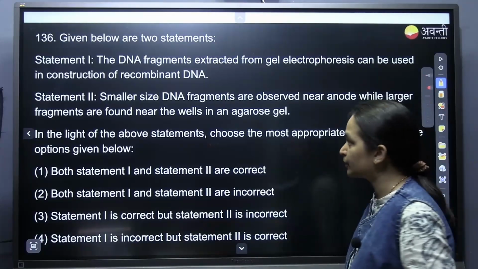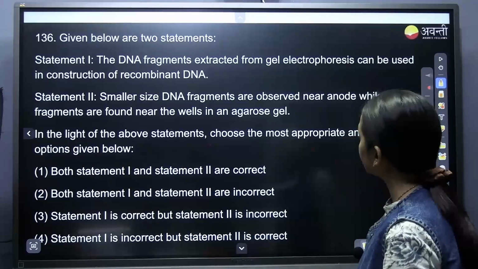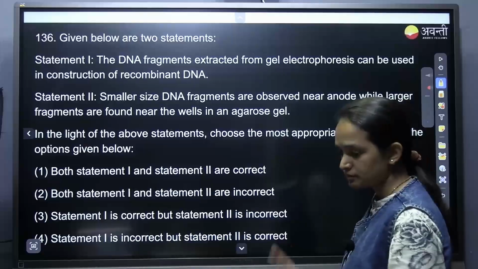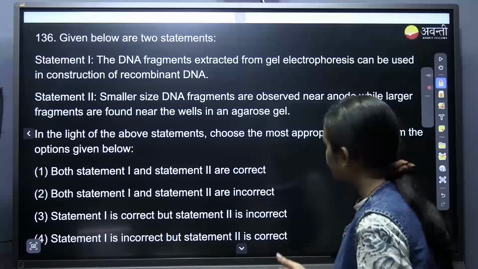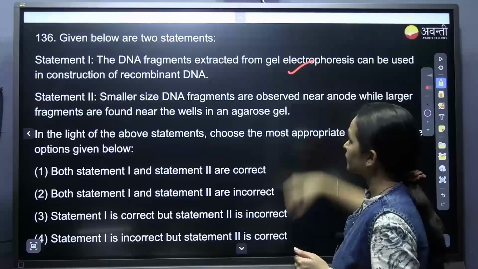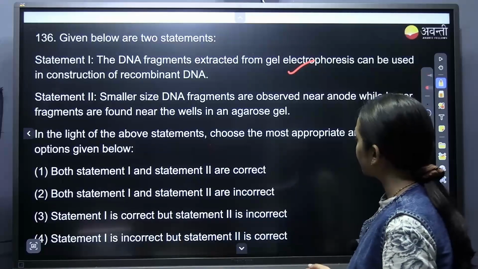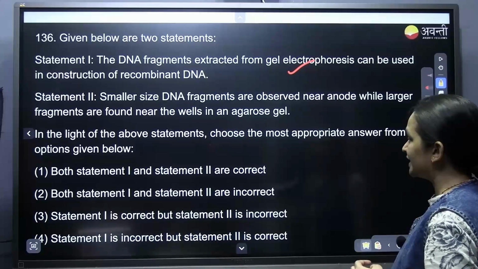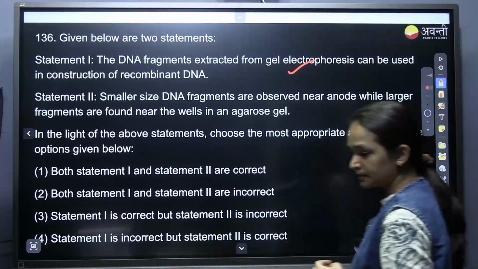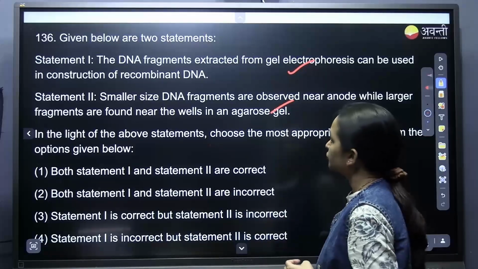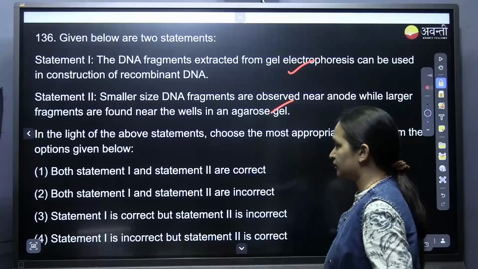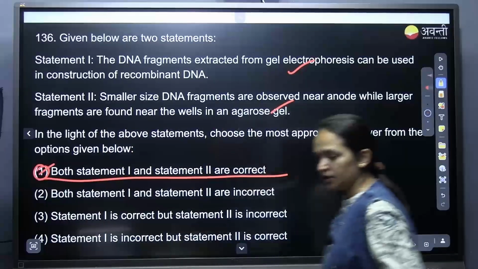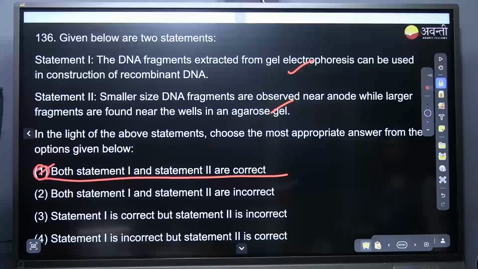Given below 2 statements. Statement 1: The DNA fragments extracted from gel electrophoresis can be used in construction of recombinant DNA. Yes. Statement 2: Smaller size DNA fragments are observed near anode and the larger fragments are near the wells of the agarose gel. Yes. So both statement 1 and 2 are correct. Option 1 as the right answer.